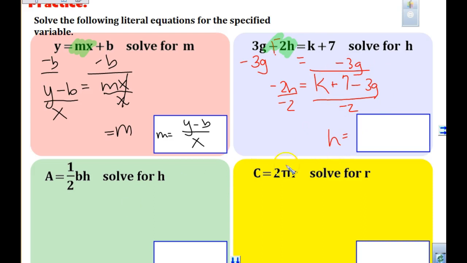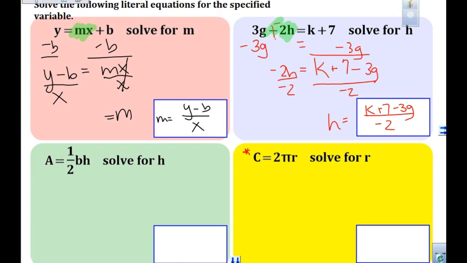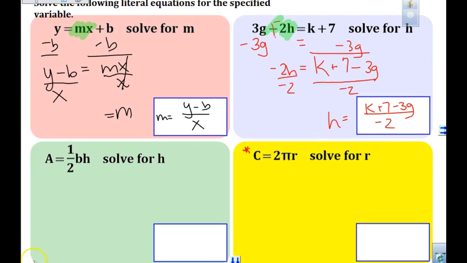I want you to try the 2 on the bottom. Try this one first, the circumference one. Solve for r. Try it, and then we're going to look at what you did. So try the circumference one, and then we're going to look at the area one.